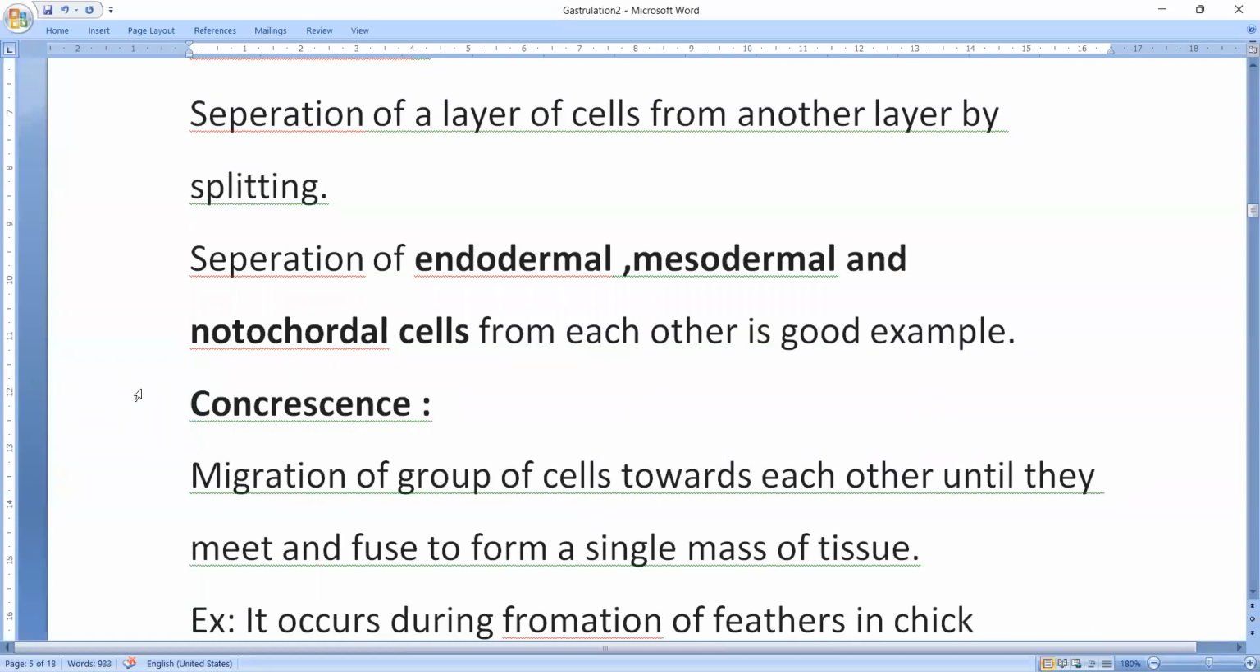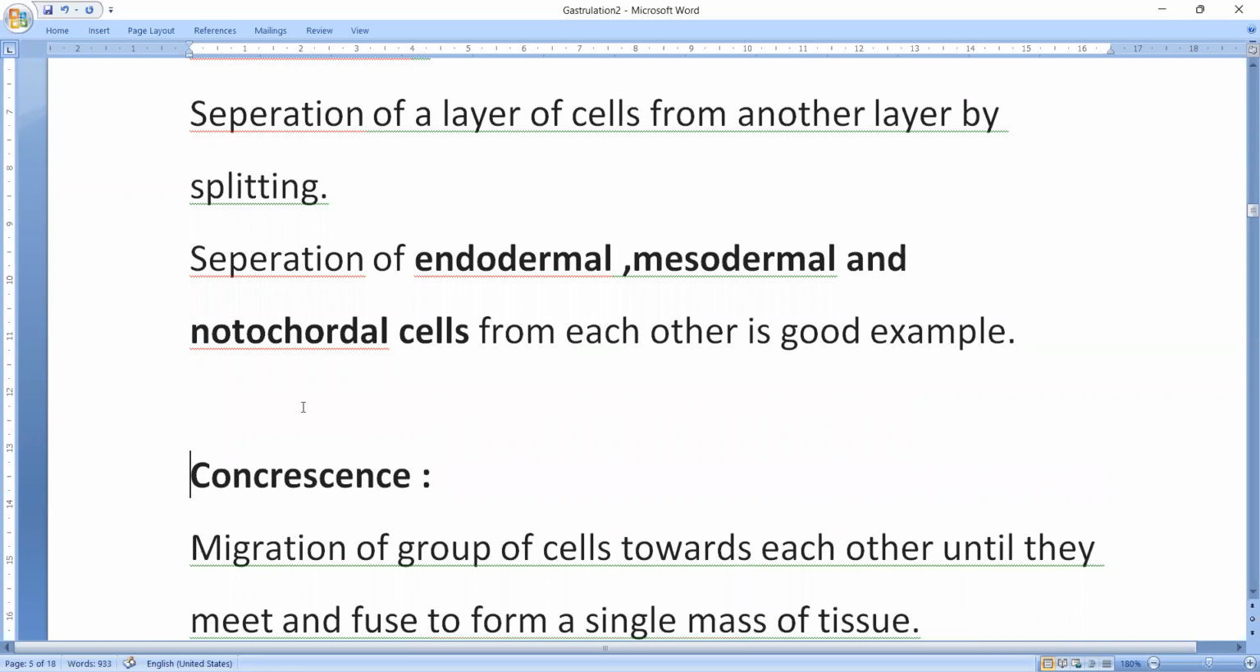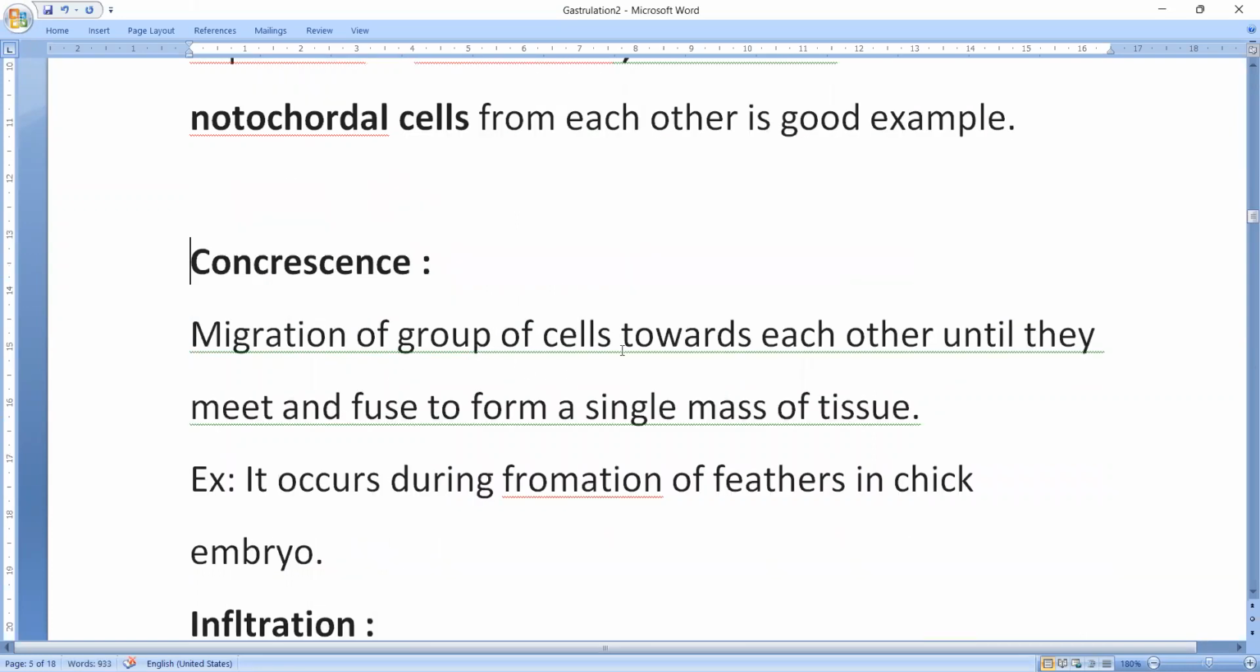Concrescence. So what is concrescence? Migration of a group of cells. Cells migrate towards each other until they meet and fuse to form a single mass of tissue.